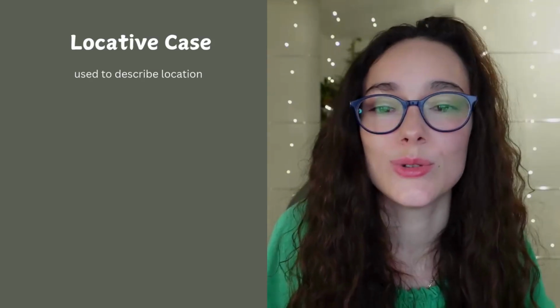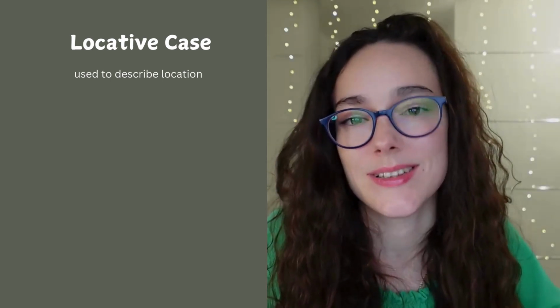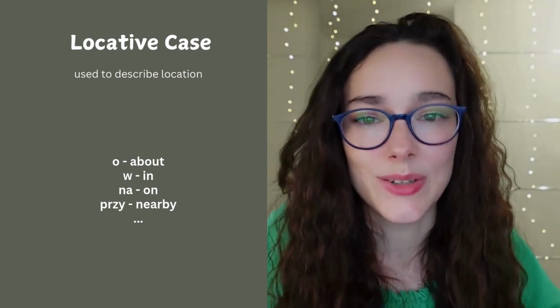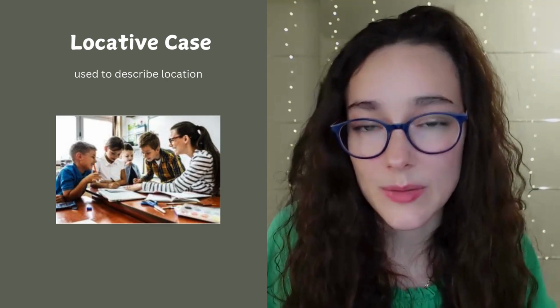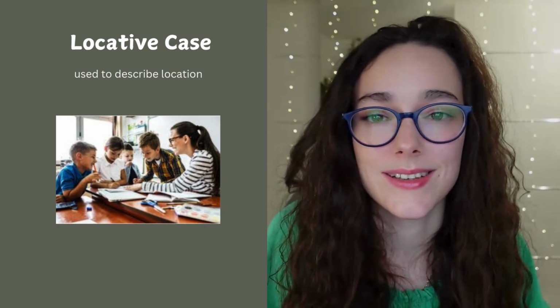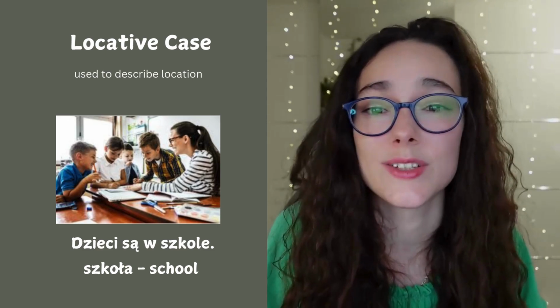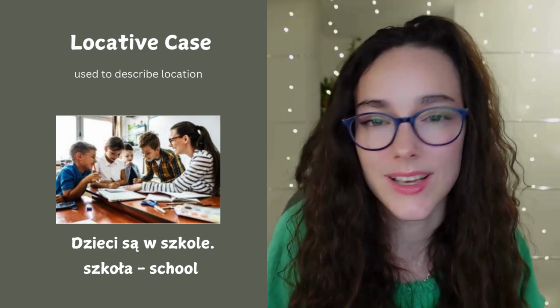Another case is the locative case. It's used to describe location, and it will also come with prepositions o, about, w, in, na, on, przy, nearby. For example, Dzieci są w szkole. So, szkoła is the nominative case, its basic subject form, and szkole is the locative form of this noun.